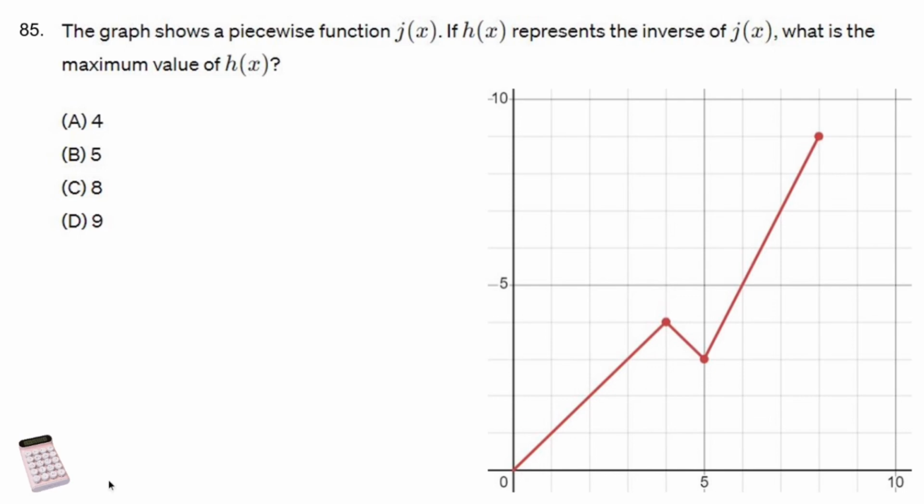Oh, cool, a calculator problem that we don't need a calculator for. It's happened a few times if you're watching all of my videos, and this is where it happens again. I don't need a calculator for this. Why it's in the calculator section, I don't know, to confuse you.